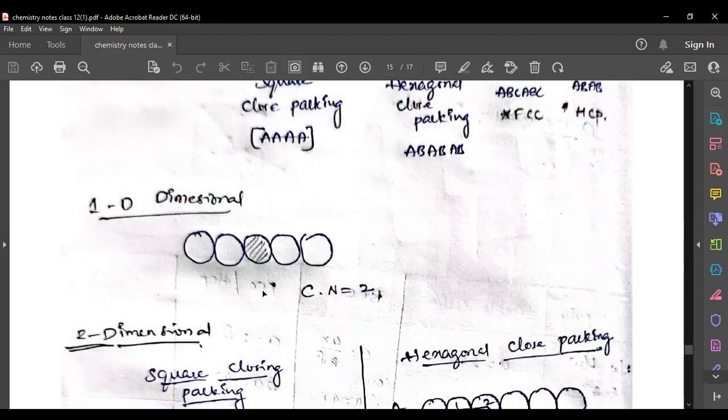Understanding? Yes, sir. So coordination number is nothing but the number of nearest neighboring atoms, which are the number of atoms in direct contact with the given atom. That is called the coordination number. So in this case, the coordination number will be 2.